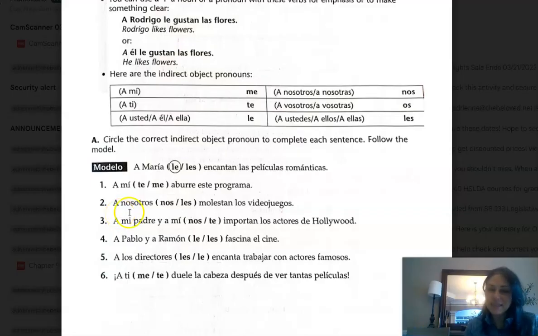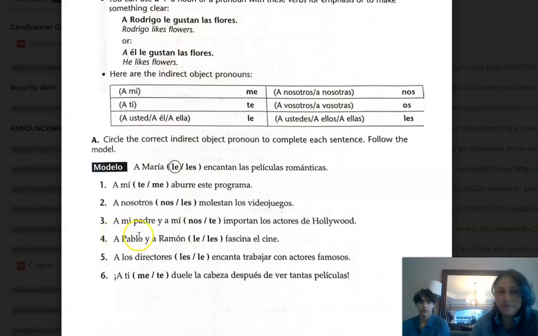The next sentence is a nosotros, and then our choices are nos or les. We look up here, nosotros, so it has to be nos. A nosotros nos molestan los videojuegos. And notice, it's molestan with an N because the subject is plural, videojuegos. Okay, the next one, Luke. Oh, and let me translate. The video games bother us.